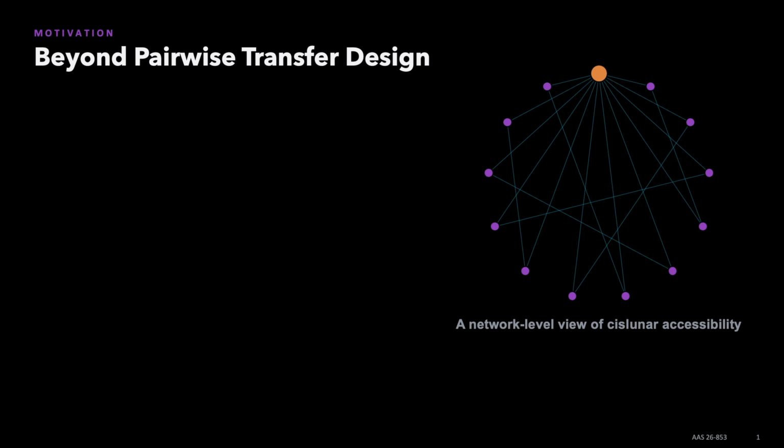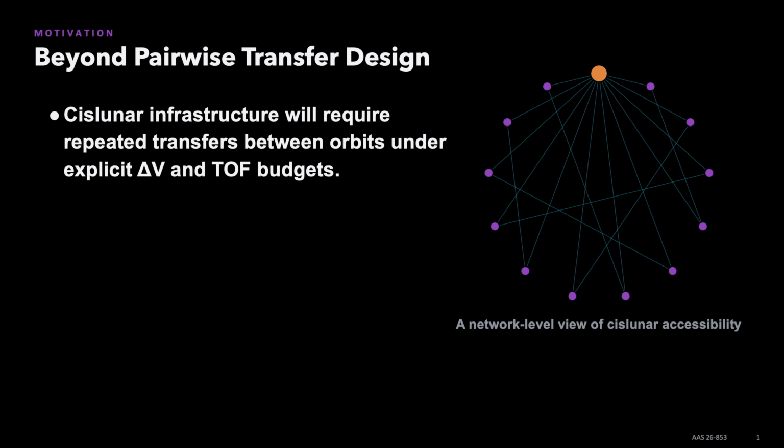Future cislunar infrastructure will require repeated movement between orbits under maneuver and time-of-flight budgets. Traditional pairwise design answers a very useful question. Can I transfer from orbit A to orbit B, and at what cost? But it doesn't reveal the architecture of the full transportation system.